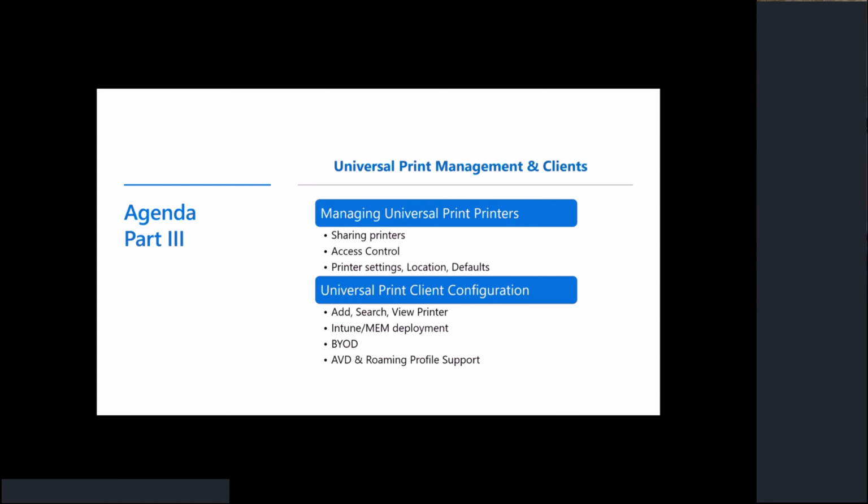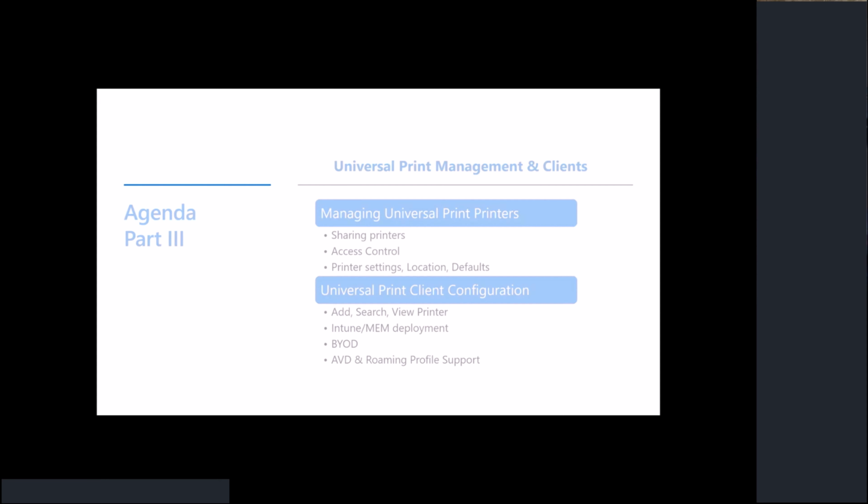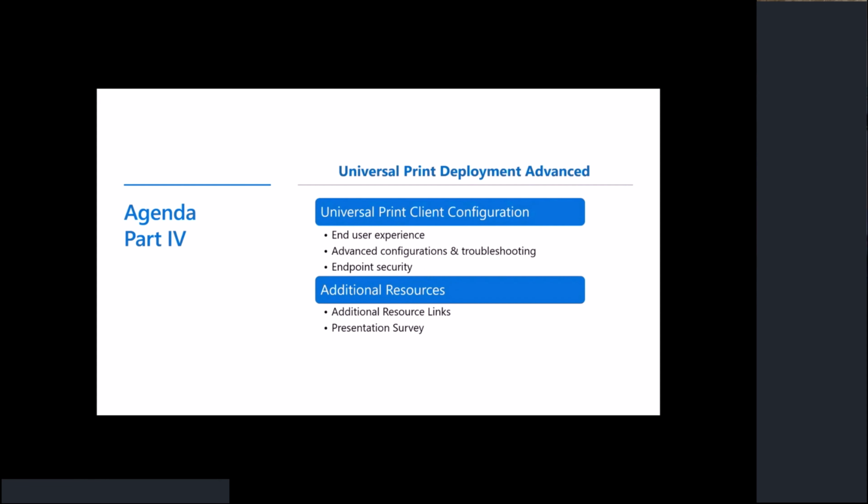We'll talk about BYOD scenarios. We'll discuss Azure Virtual Desktop and roaming profile support. And from there, we're going to move into our final agenda, which is discovering some of the more advanced parts of the configuration, and some troubleshooting steps, helping you work through it if a print job is sent and we don't understand what's broken, breaking down how to work through those diagnostics. And then we've got additional resources and a nice little survey at the end to help us understand where we can help you in the future.